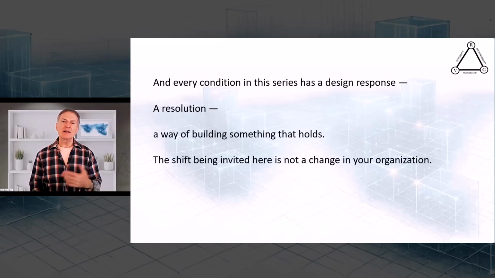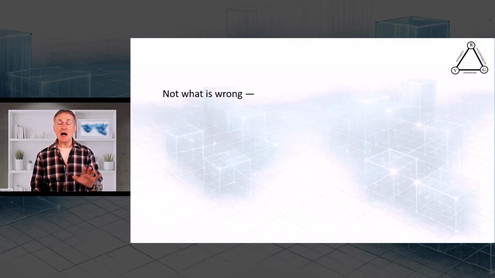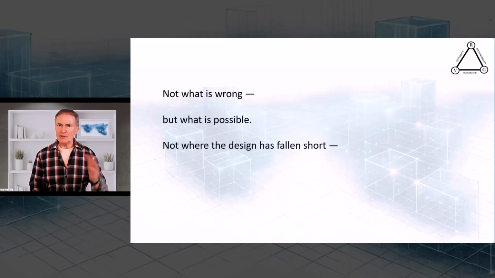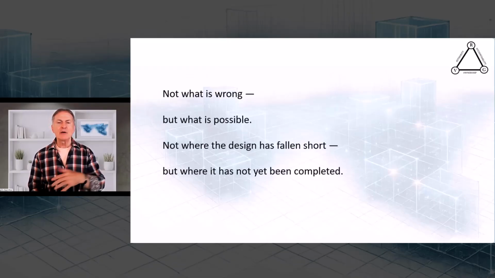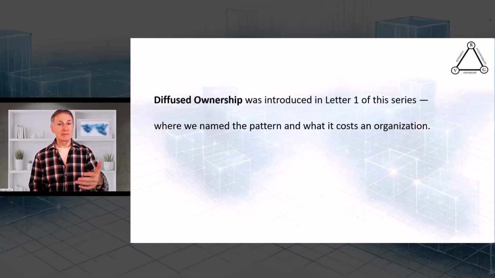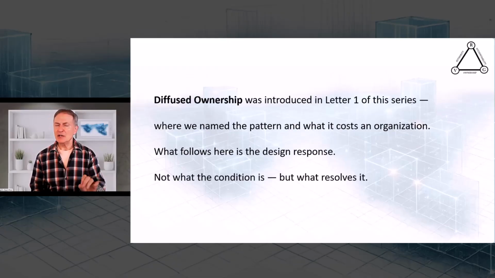The shift being invited here is not a change in your organization. It is a change in how you see it. Not what is wrong, but what is possible. Not where the design has fallen short, but where it has not yet been completed. Diffused ownership was introduced in letter 1 of this series, where we named the pattern and what it costs an organization. What follows here is the design response: not what the condition is, but what resolves it.